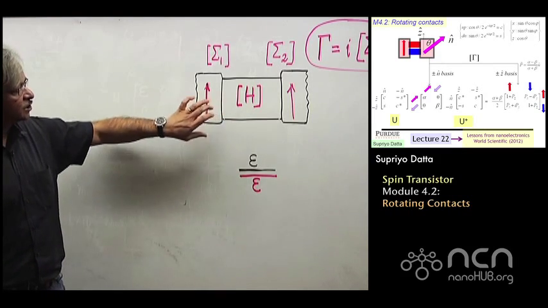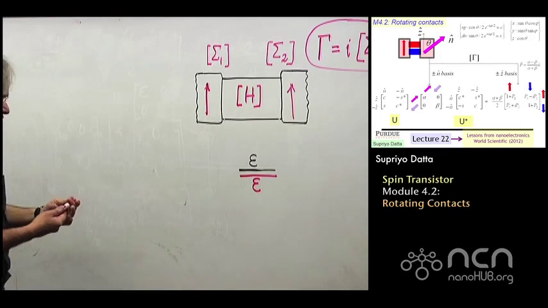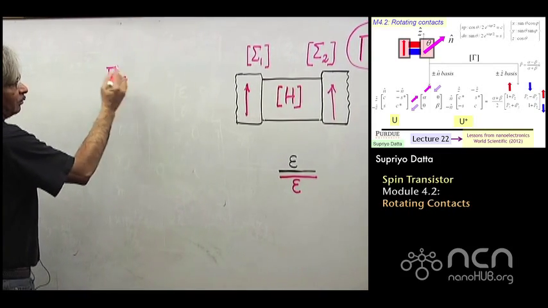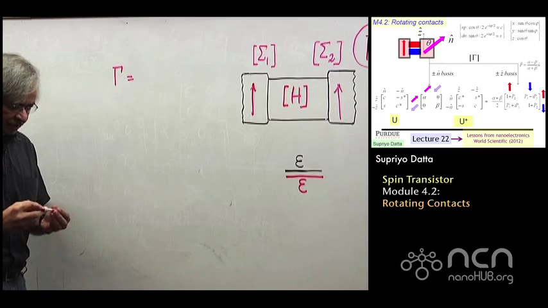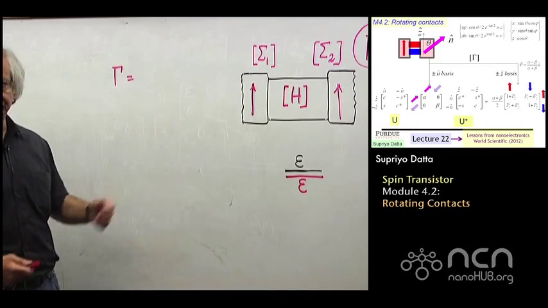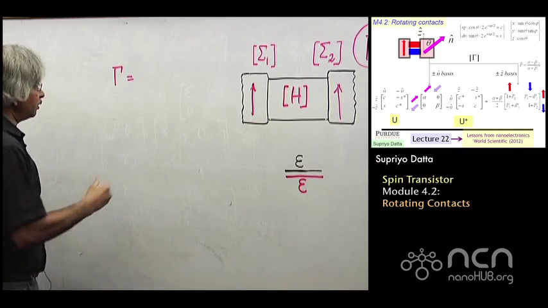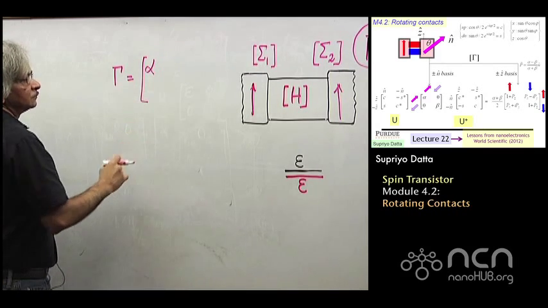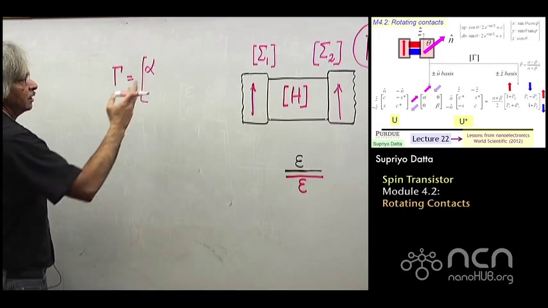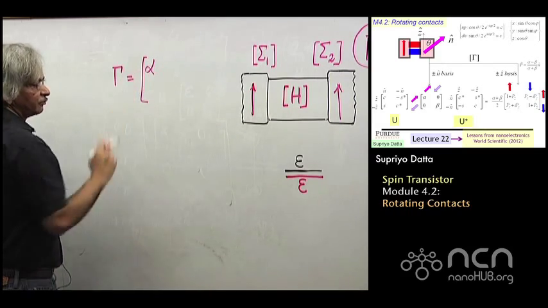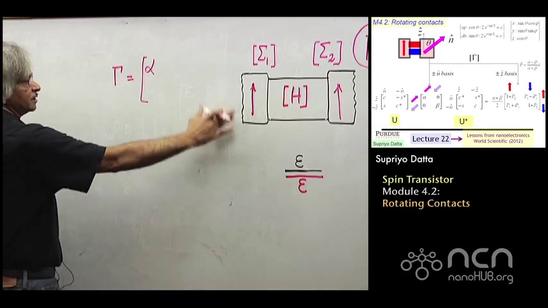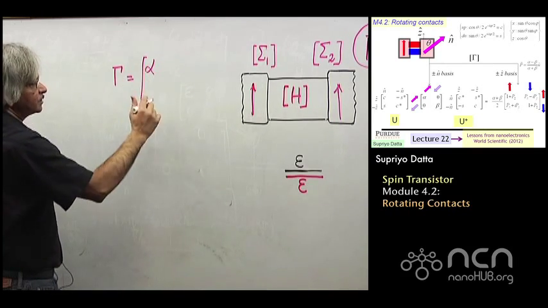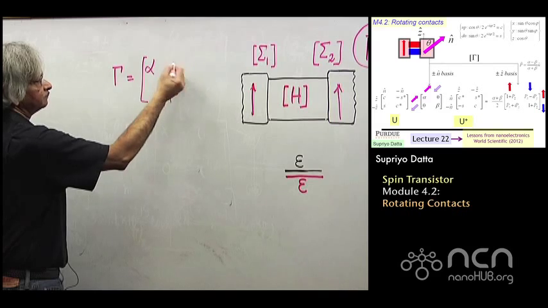And this connection to the contacts, the gamma, it could be gamma 1 or gamma 2. We said that a simple way to write it down would be that it's equal to some number alpha for the spin that is in the direction of the magnet. If the magnet, let's say, is in the z direction, then that's this alpha. And then opposite to that direction, it would be the beta.